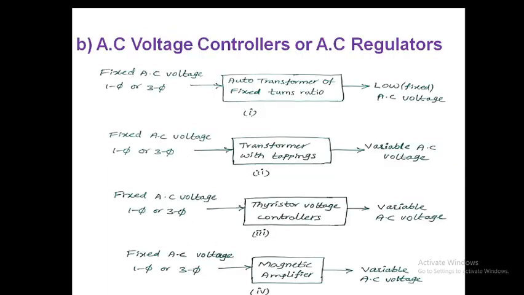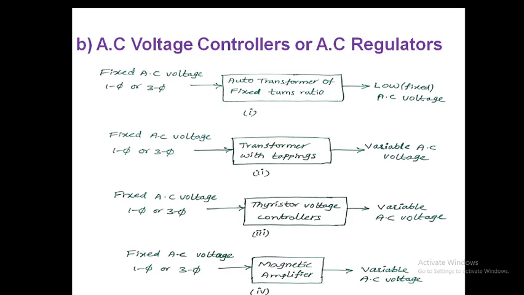And the second type of converter is AC voltage controllers or AC regulators. Here, AC voltage controllers means converting fixed AC voltage to variable AC voltage. If you see the first one, for all these AC voltage controllers, the input is fixed AC voltage, either single phase or three phase, and the first type of converter is nothing but an auto transformer of fixed turns ratio. By using this auto transformer, we'll get low and fixed AC voltage.